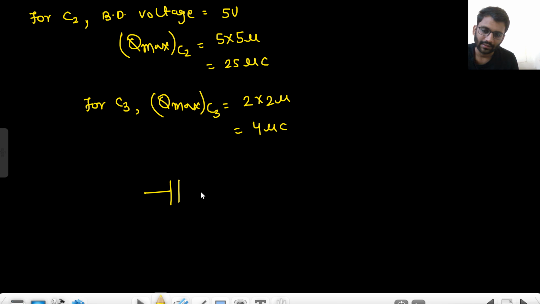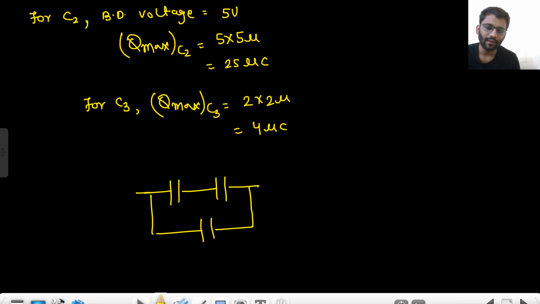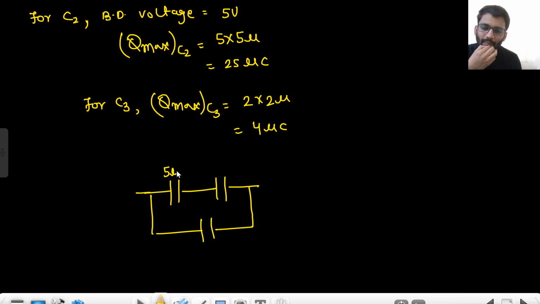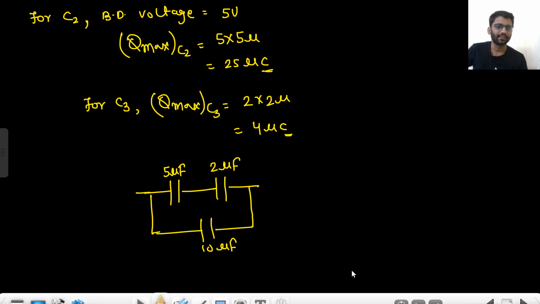Let's just make the circuit again. 5 and 2, sorry, 2 microfarad and 10 microfarad. So now this capacitance C2 can take 25 microcoulomb, this capacitance can take 4 microcoulomb, and this capacitance can take 100 microcoulomb. But we have studied one thing.